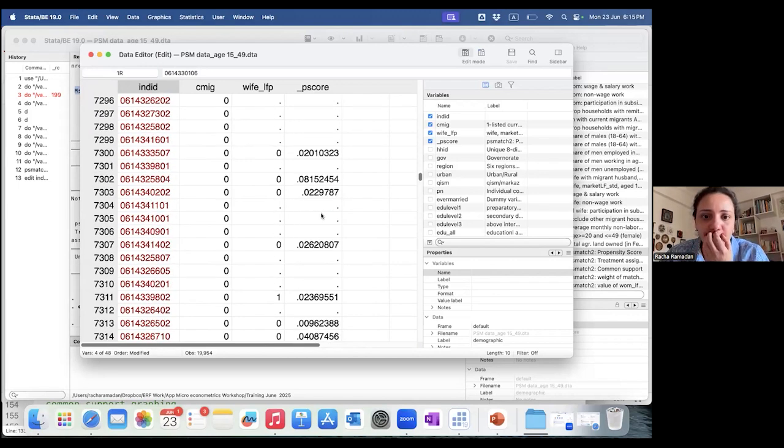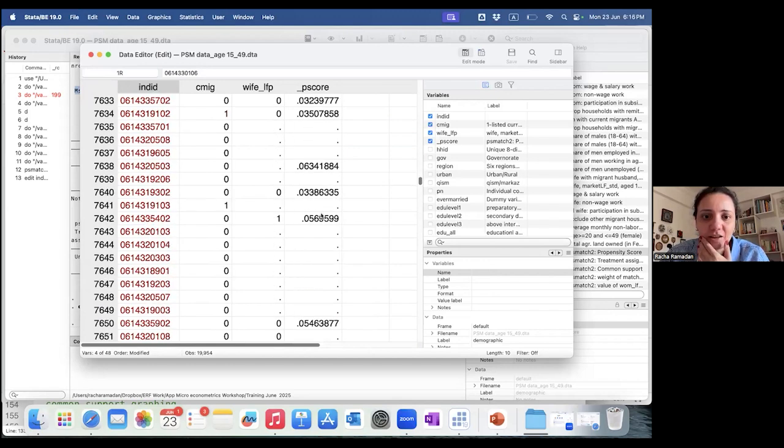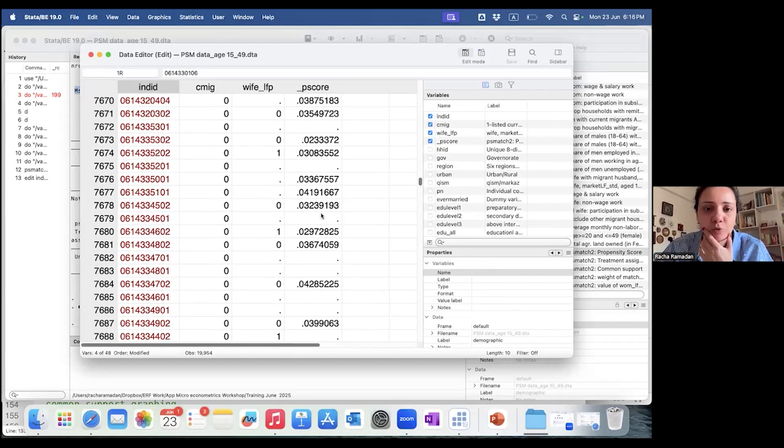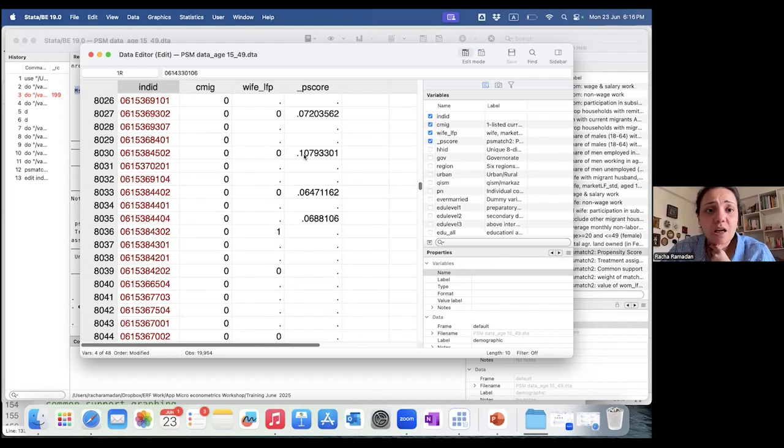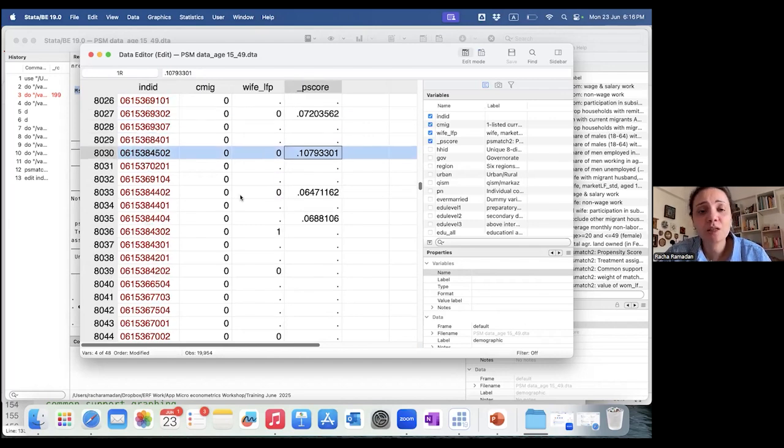I always like to open the data set and see just a couple of examples. Here it's all relative compared to the one we saw in the beginning. We have a higher probability. So for instance, would all these who are not current migrant be matched with someone who has a current migrant with equal probability?